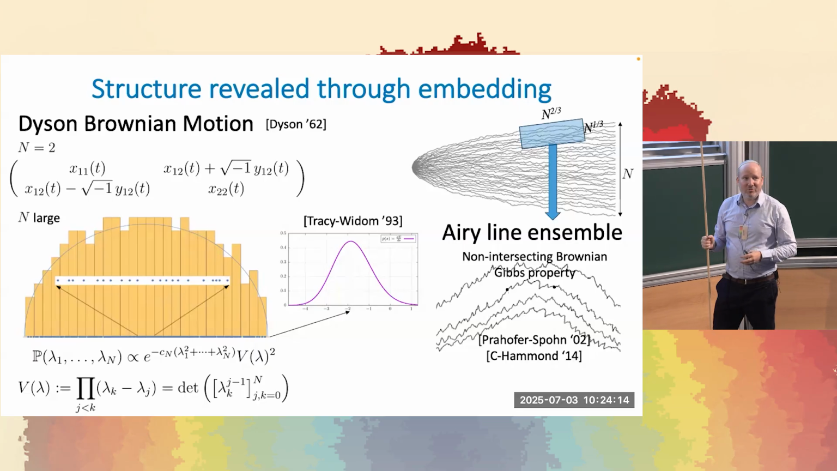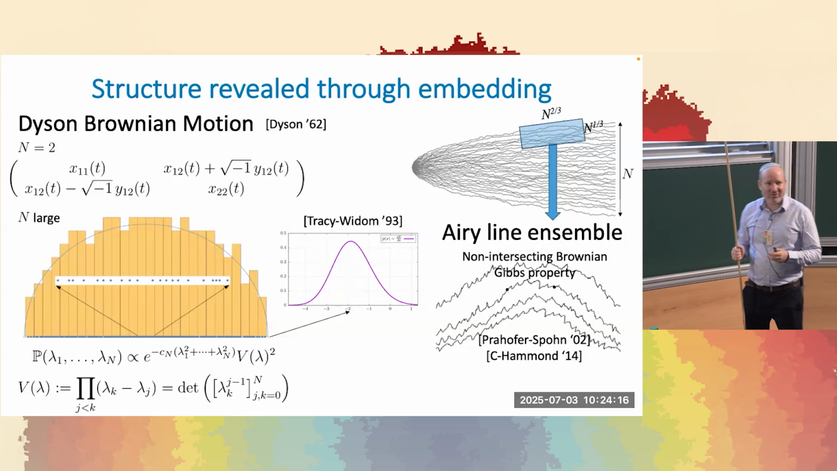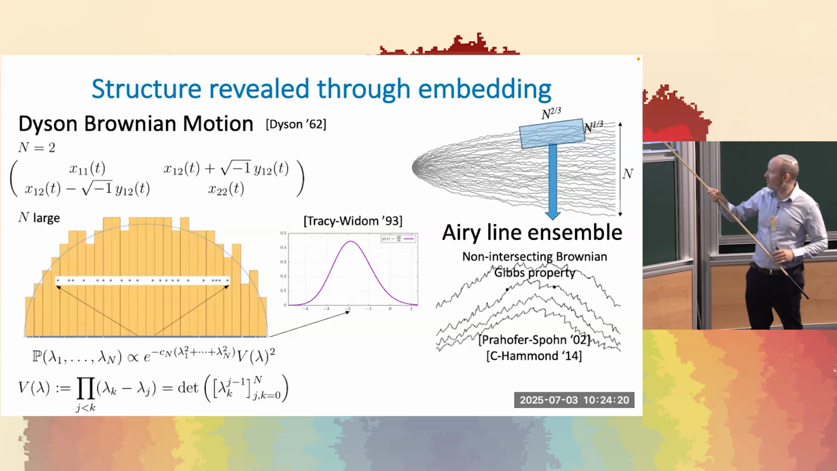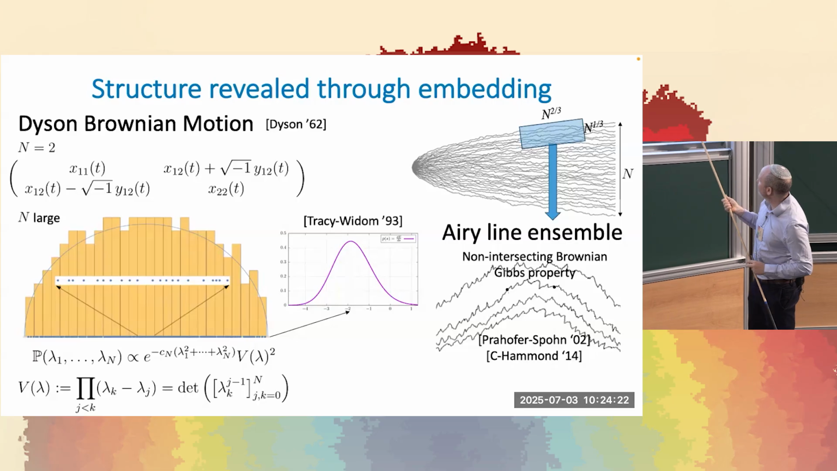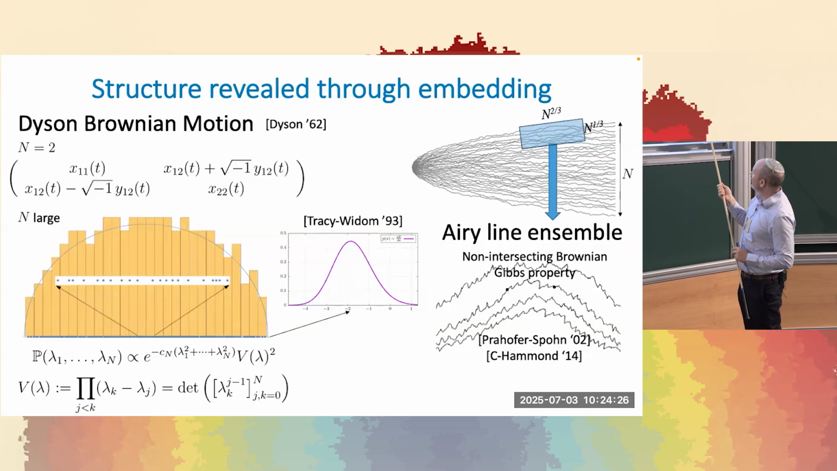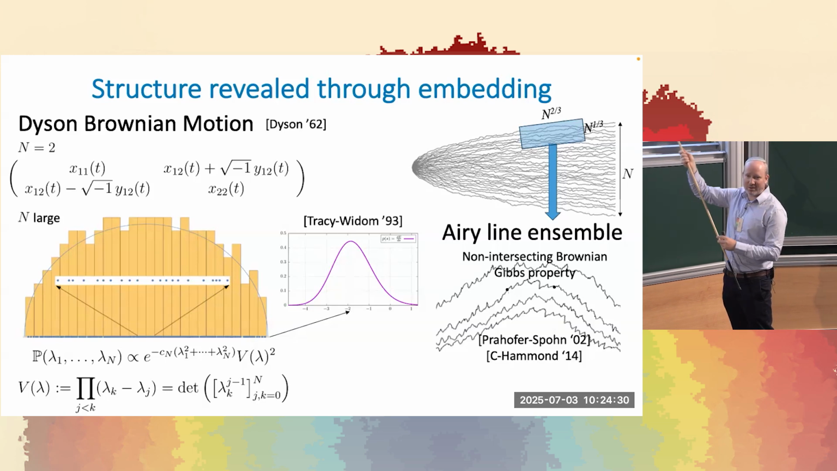That property is really useful. In fact, it's so useful that it defines the system. And I'll explain that in a little while. But the knowledge of the Gibbs property, the fact that you have a system with this Gibbs property and then some sort of parabolic shape, is enough to uniquely define this object.